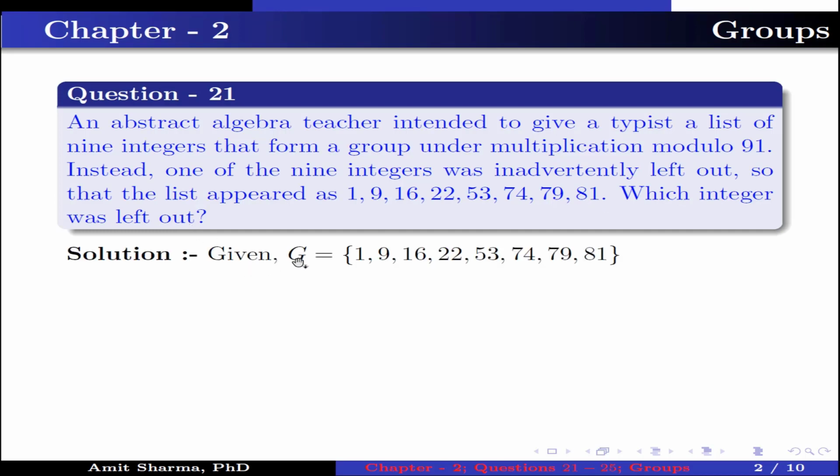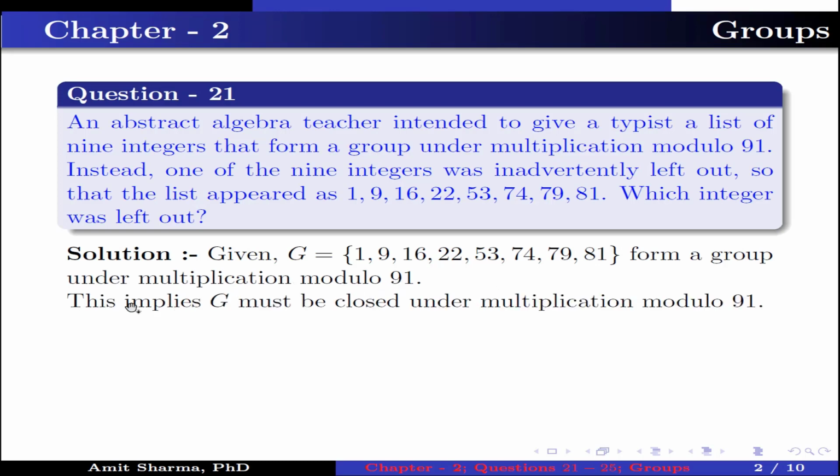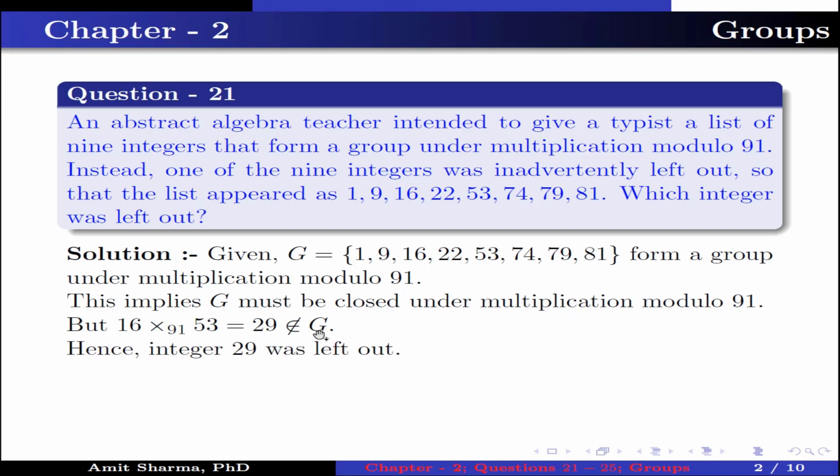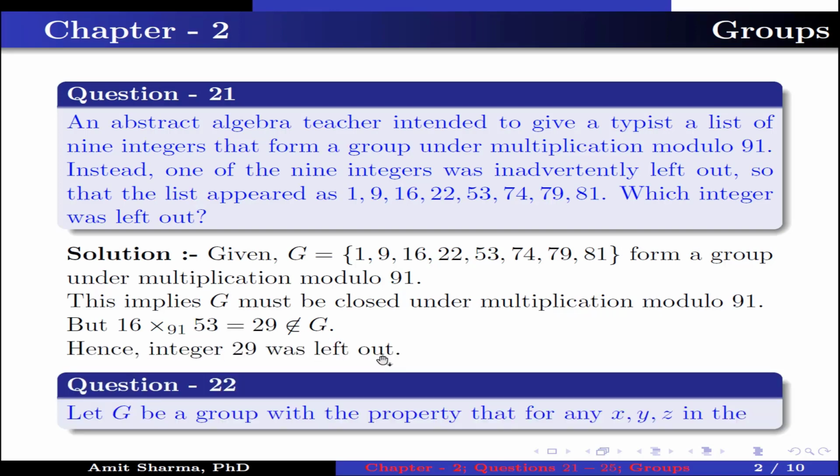Now, given G is the set containing the elements 1, 9, 16, 22, 53, 74, 79 and 81, which form a group under multiplication modulo 91. This implies G must be closed under multiplication modulo 91. But 16 times 53 under multiplication mod 91 is 29, which does not belong to G. Hence, integer 29 was left out.